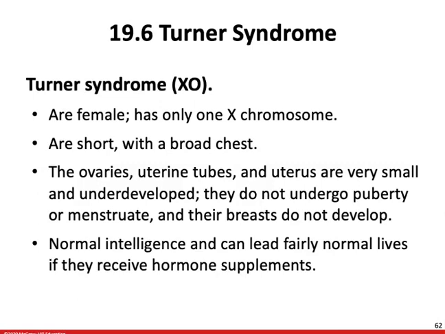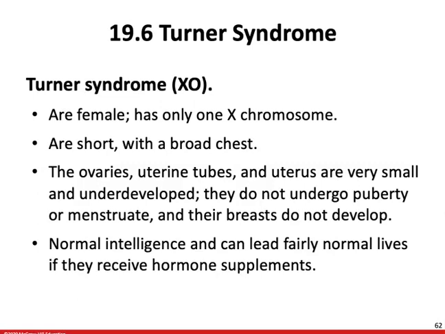So like I said, Turner syndrome, that X naught syndrome, the 0 there just indicates that there is nothing there. So it's X naught or X nothing. In this case, the individual will be female. They'll only have one X chromosome.